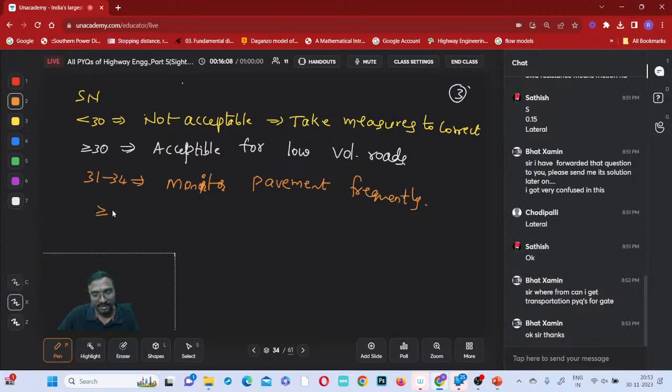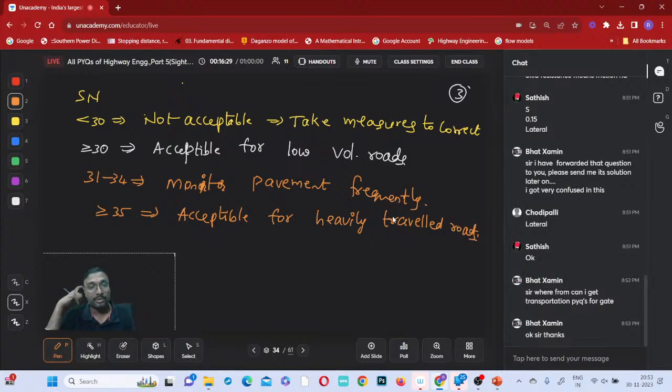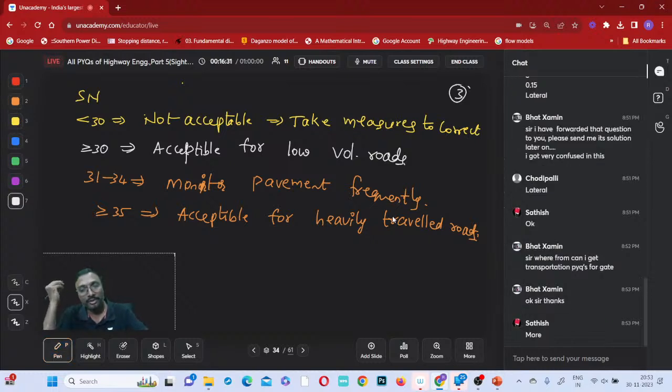Now if it is greater than or equal to 35, what does it mean? It is acceptable for which one? Heavily traveled roads, right? What is the meaning of heavily traveled roads? More usage roads or less usage roads? More usage roads.